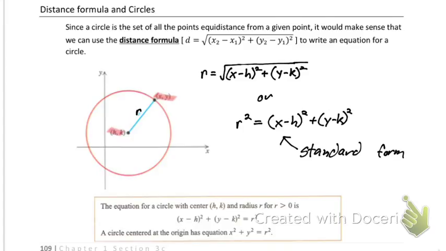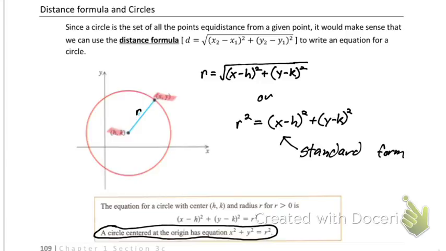So the equation for a circle with center (h, k) and radius r, where r is bigger than 0, is exactly what we just wrote. I do want you to circle something, or at least put a little note by it. This is kind of important. A circle centered at the origin has the equation x squared plus y squared equals r squared. These are the exact same formulas, except when it's centered at the origin, your h is 0 and your k is 0. Wait, that's like the Pythagorean theorem.